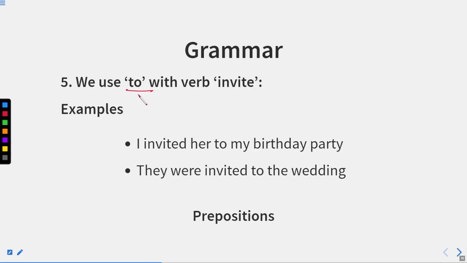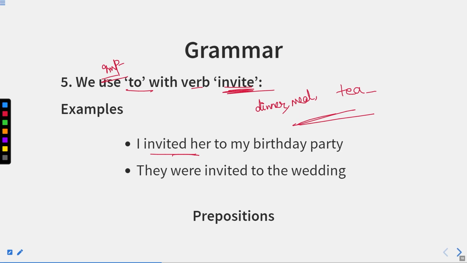We use the preposition to with the verb invite. Now this one is very, very important. Whenever we use the verb invite, we always use the preposition to, especially whenever we talk about dinner, lunch, tea, or any meal. We always use to, not for. I cannot say that he invited me for dinner. No, it should be he invited me to dinner. I invited her to my birthday party. So with invited, I have used the preposition to. They were invited to the wedding. So with invited, we have used to over here.